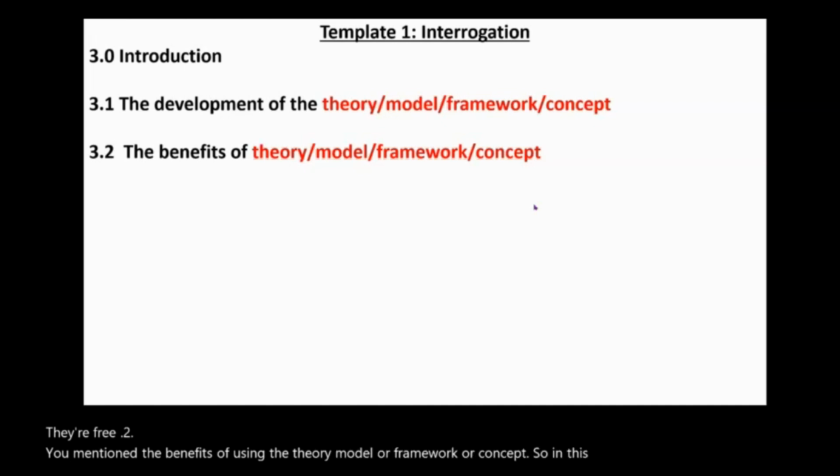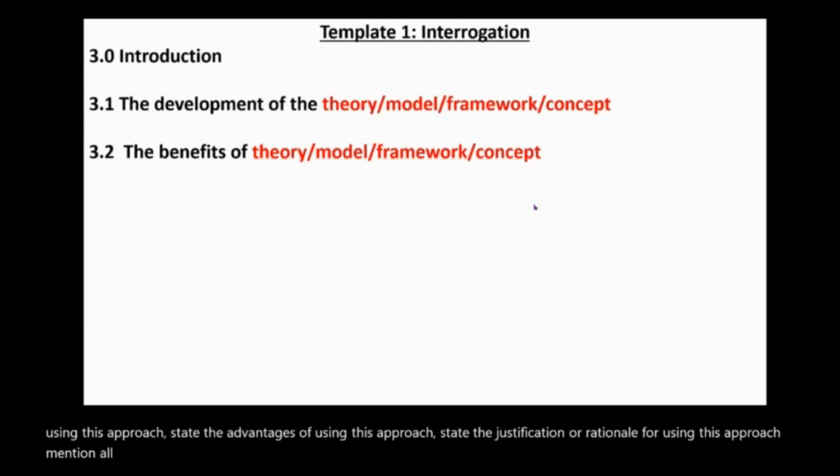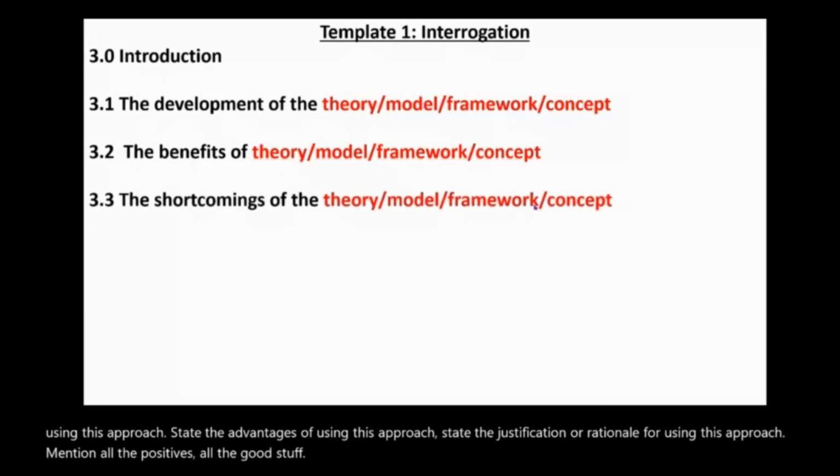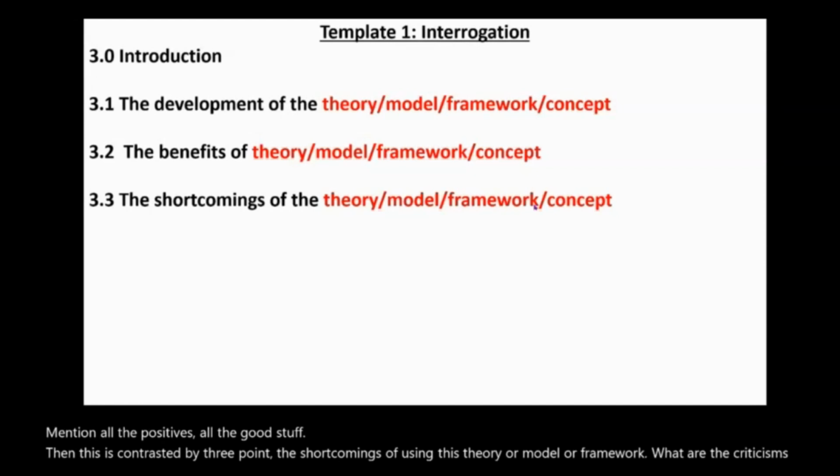Then 3.2, you mention the benefits of using the theory, model, or framework or concept. So in this section, you state the benefits of using this approach, state the advantages of using this approach, state the justification or rationale for using this approach, mention all the positives, all the good stuff. Then this is contrasted by 3.3, the shortcomings of using this theory or model or framework. What are the criticisms of using this theory or model?